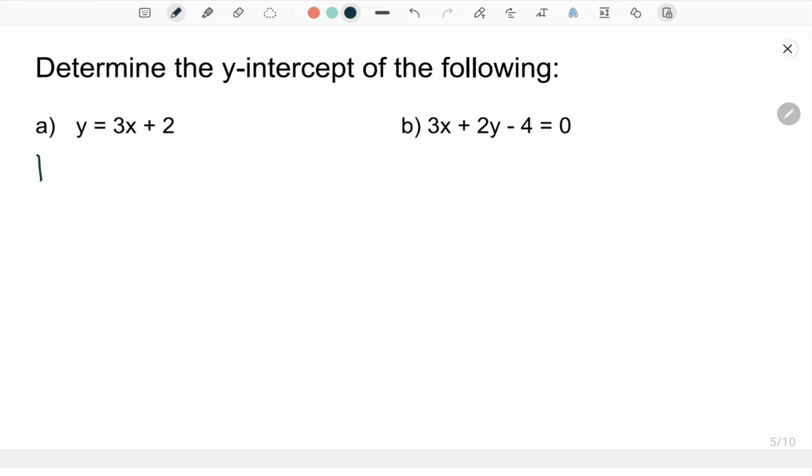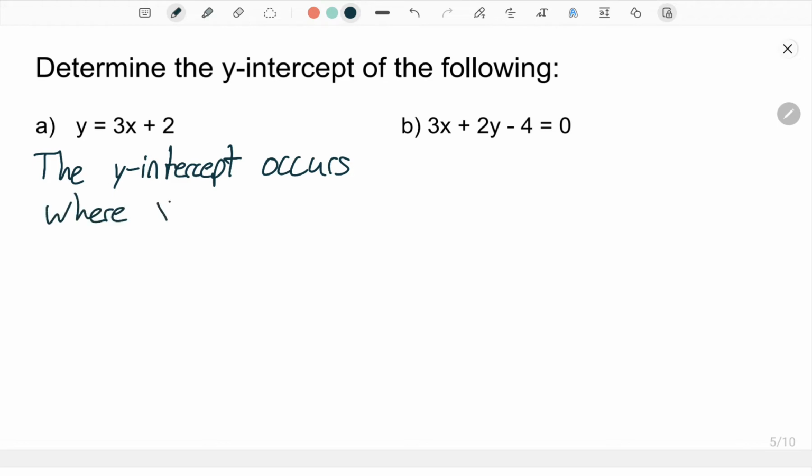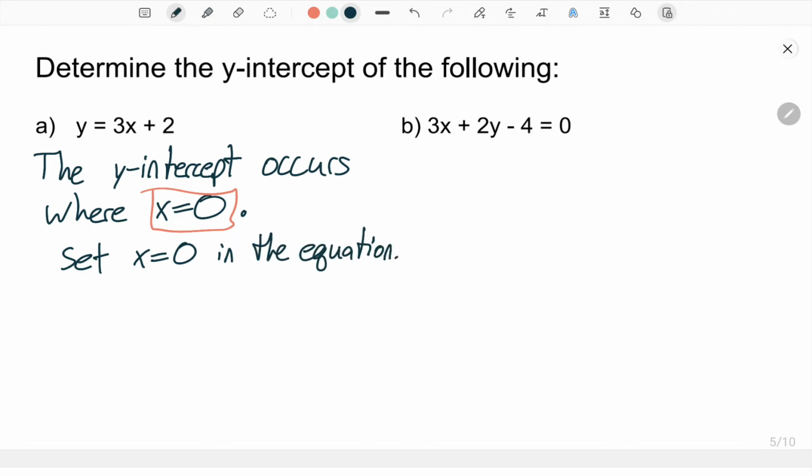So what we can do is the y-intercept occurs where x is equal to 0. So that is important because that's where the y-axis is. And so if we want to find out what the y-intercept is in these equations, what we can do is just set x equal to 0 in the equations. So let's see what that looks like.